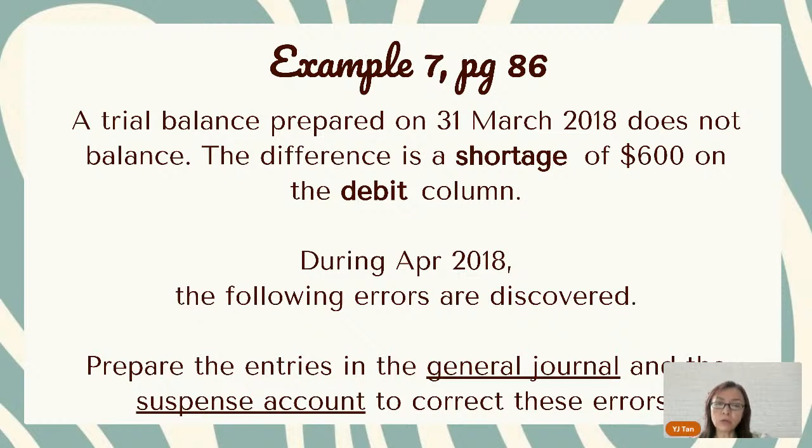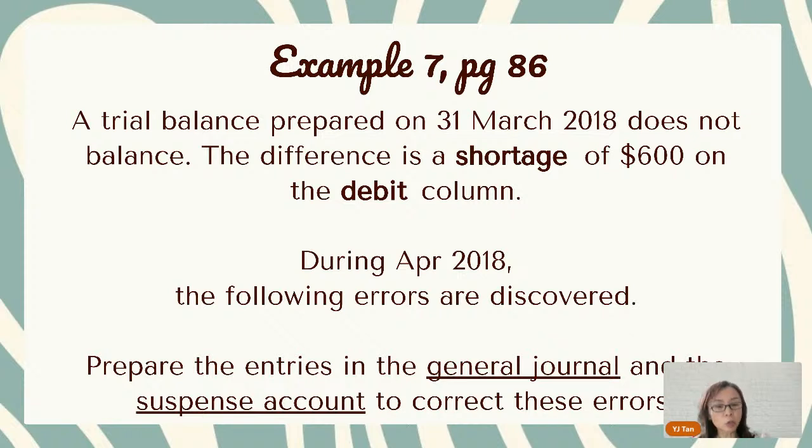Okay, let's have a look at a complete set of how we make it correct, all right? So let's have a look at example 7 on page 86. So the question is, the trial balance prepared on 31st of March does not balance. The difference is a shortage of 600 on the debit side, which we just saw already. And then during April, the following errors were found, which I will show you. And then the question requests the candidates to prepare the general journal and suspense account.